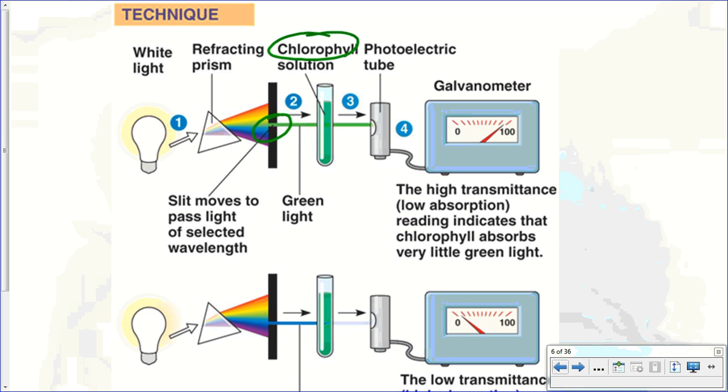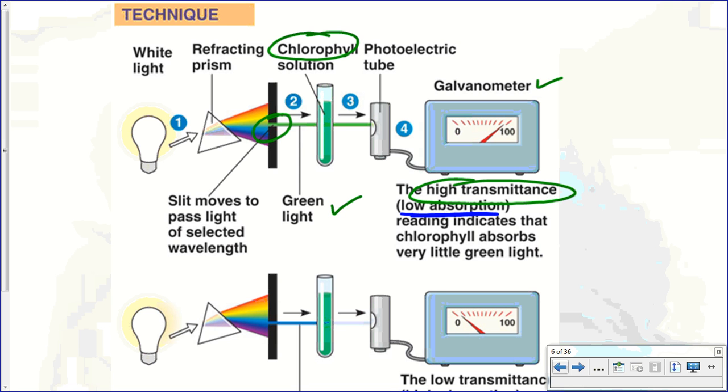This chlorophyll solution is going to be capturing some light energy, and it's going to be allowing other light energy to pass through. What this picture shows us is that if we allow green light to impinge on this chlorophyll solution, it's not being absorbed. In fact, if we take a look at the galvanometer here, we can see that it's being transmitted, it's passing right through. Once again, that means that there is very low absorption with the green light. The green light is not being used.